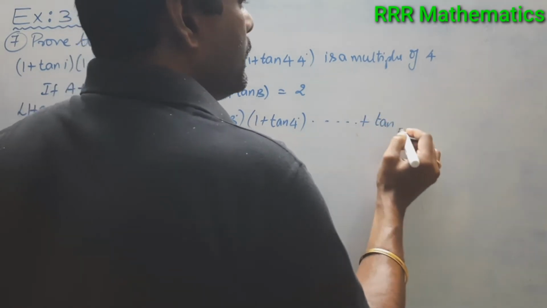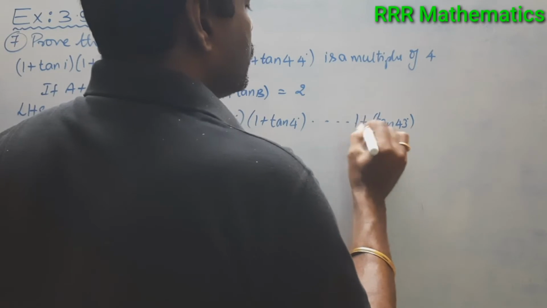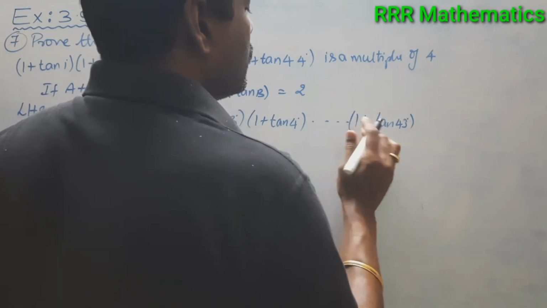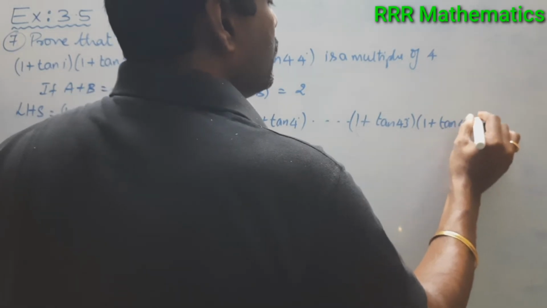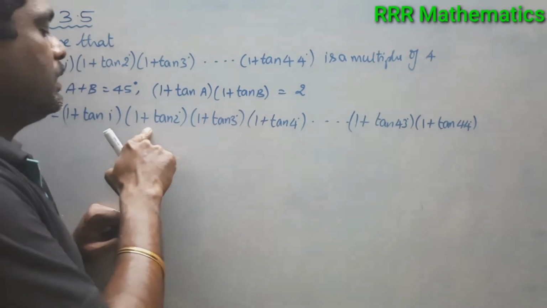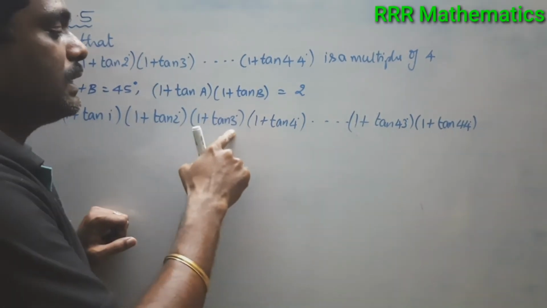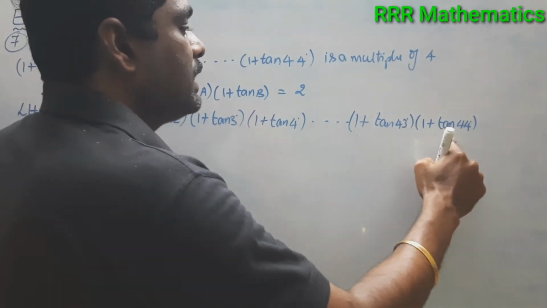Up to (1 plus tan 43 degree) into (1 plus tan 44 degree). Got it? (1 plus tan 1 degree) into (1 plus tan 2 degree) into (1 plus tan 3 degree), etc., (1 plus tan 43 degree) into (1 plus tan 44 degree).